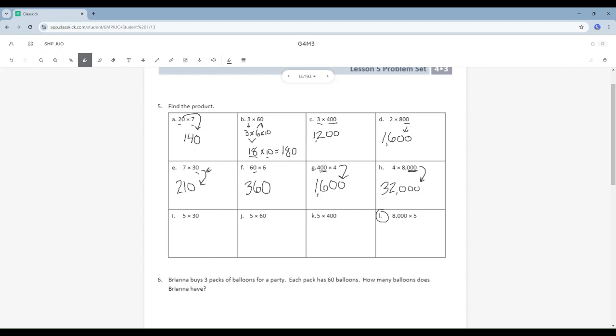Letter I is 5 times 30. So I'm going to think of this as 5 times 3 tens. 5 times 3 tens is 15 tens, or 150. Here's where it gets a little bit tricky, because I just told you that you should have the same number of zeros, but you need to be careful, because when I multiply 5 times 6, I get 30. And this 0 comes along for the ride to make 300.